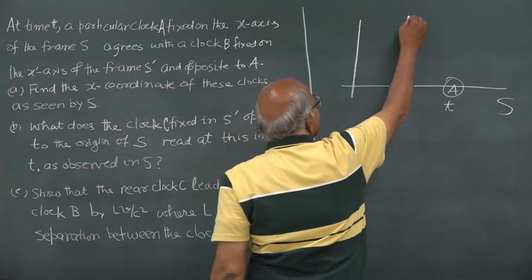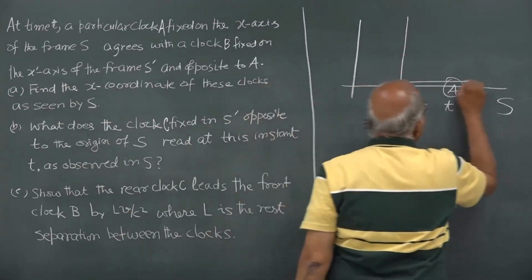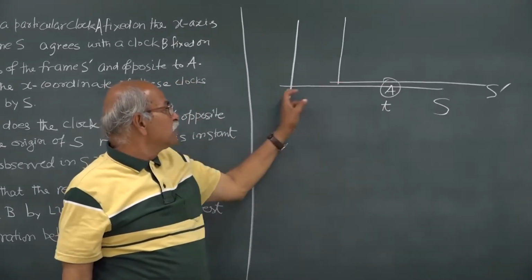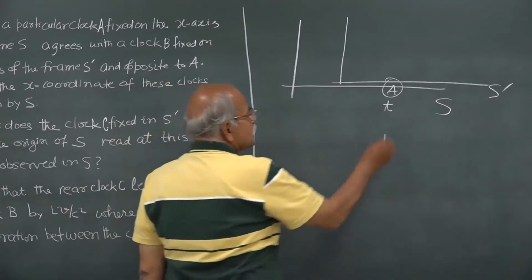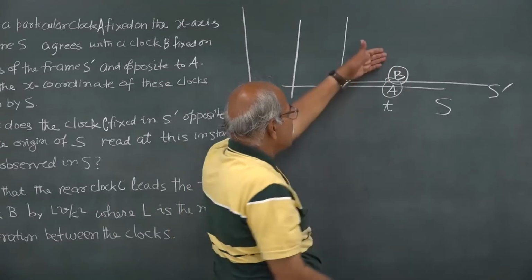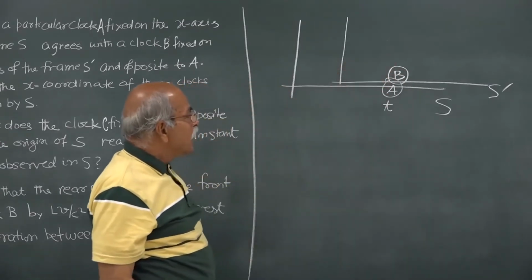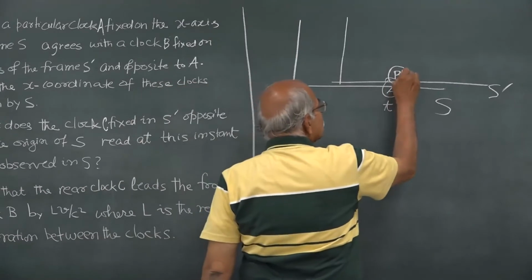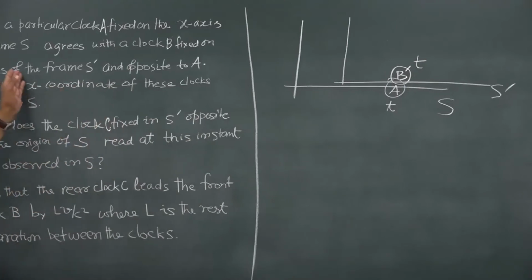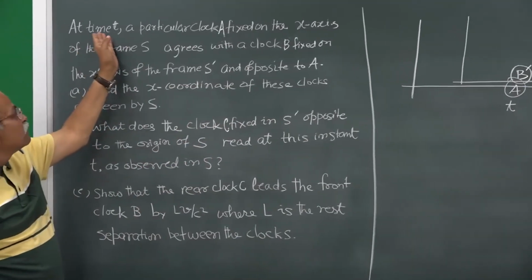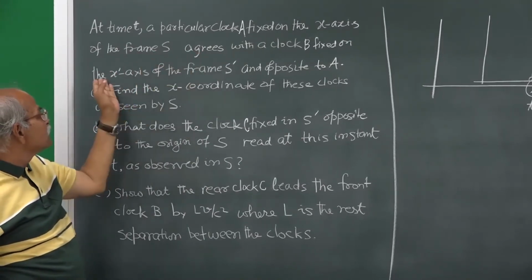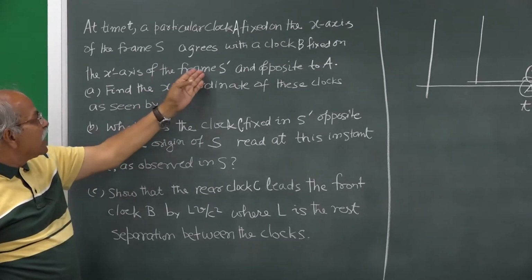axis. So, you also have a frame S prime, and since we are talking of time t, I am not making the two origins coincide. So, there is a clock fixed in S prime and this clock is B, it is just opposite this A, and it agrees. That means this clock also shows time t. So that is the meaning of the first sentence, that at time t, a particular clock A fixed on the x-axis of the frame S agrees with a clock B fixed on the x prime axis of the frame S prime and opposite to A.